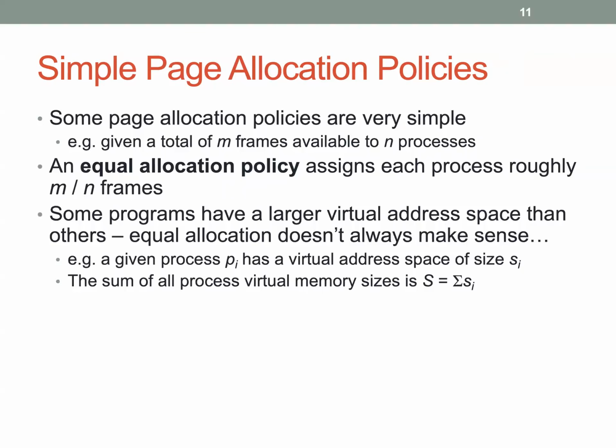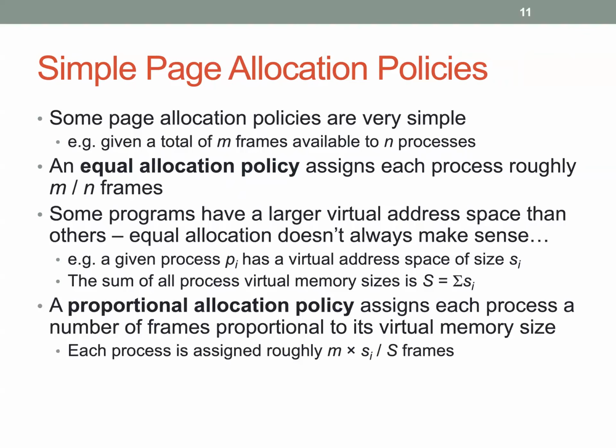If you look at the virtual address space, you could say this amount of the virtual address space is allocated in the process, and you could use that to scale this allocation policy across multiple processes. And so that would be a proportional allocation policy. So this process has a huge heap. This process has a tiny heap. This process has a lot of shared libraries. This one has none. You could have situations like that.